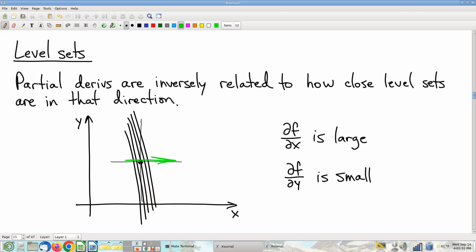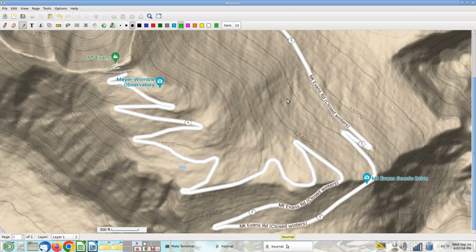Something ridiculous. But if your road goes mostly along the contour lines, to the extent that you're actually going along the contour lines, your altitude's not changing at all. It's level. So if you're only going slightly inward of the contour lines, then you have a fairly reasonable slope. So I have a picture here. This is an actual mountain road. This is Mount Evans in Colorado that I drove up just a couple of years ago.